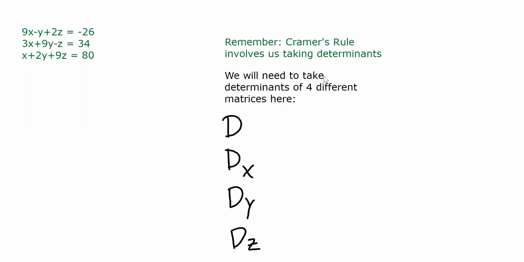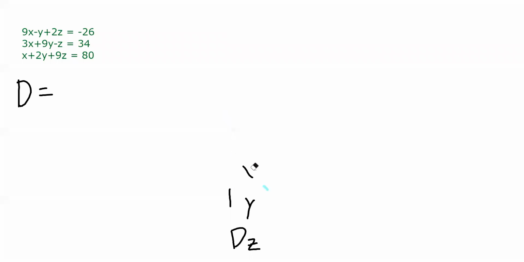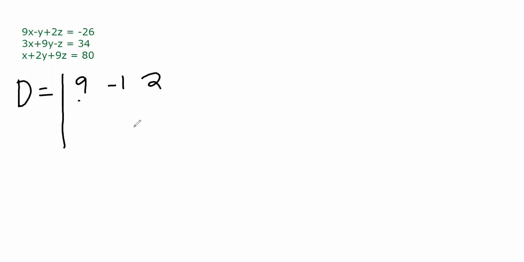So let's try it out. The D determinant is going to be the determinant of the matrix where you just take the coefficients of everything to the left of the equal signs. So 9, -1, because if that's minus y, it's really -1 is the coefficient. 2 from 2z, 3, 9, -1, 1, 2, 9.